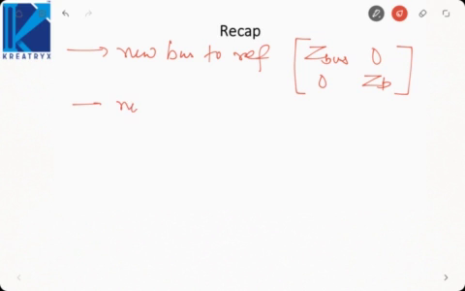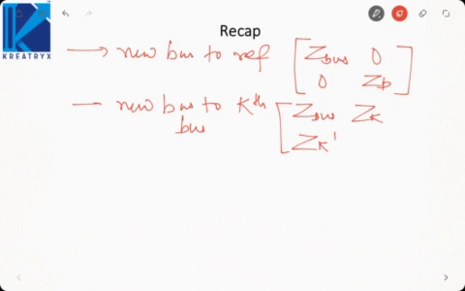Then we added a new bus to kth bus. What was the change? Z-bus, kth column, transpose of kth column, and Zkk plus Zb.